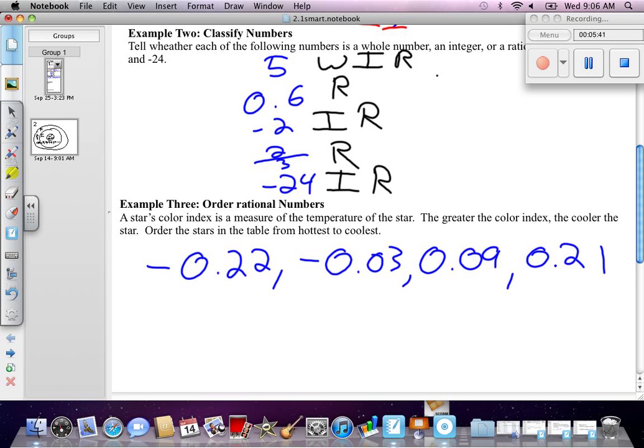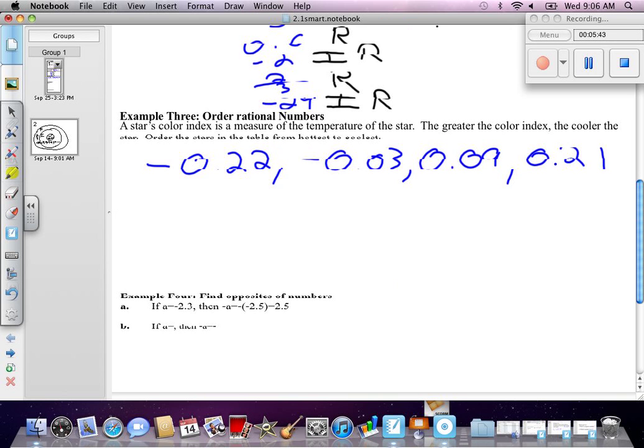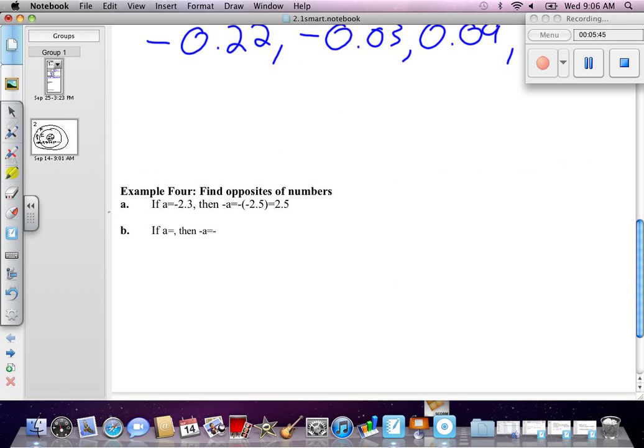All right, example 4 is pretty much done for you. It's just explaining opposites. So if I give you 5, what's the opposite of 5? Negative 5. What's the opposite of negative 2? Okay, that's what I mean when I say opposites.